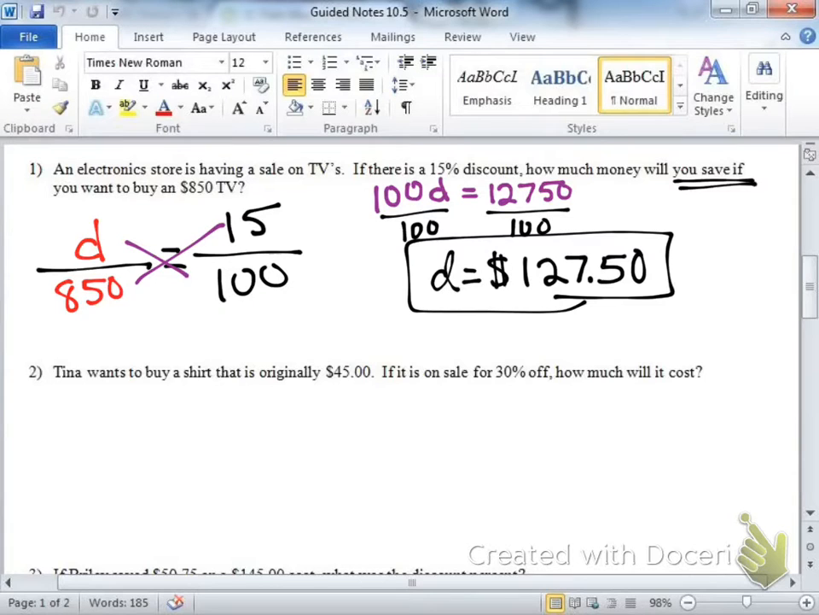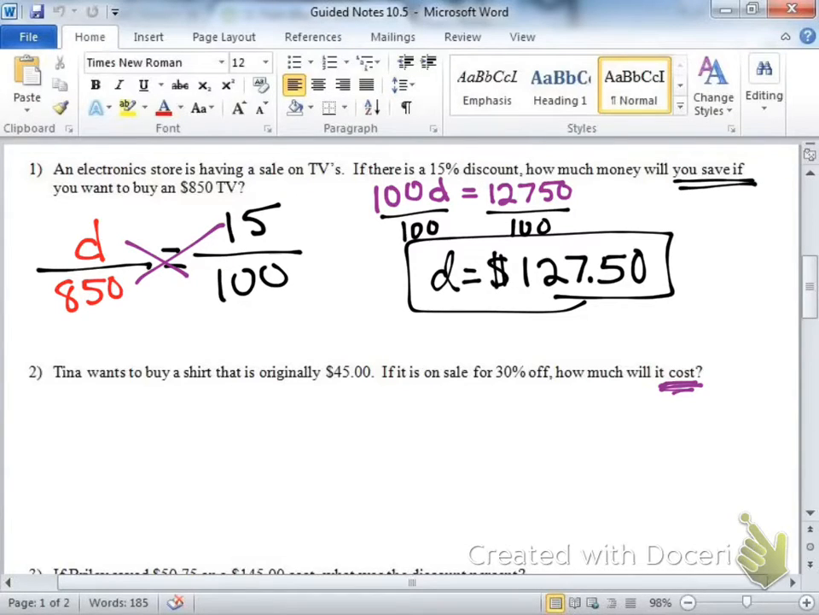All right, am I done? Yeah, in this one they're asking us, how much will you save? How much will you save is like saying, what's the discount? It's the same thing. When they ask you the cost, like on number 2, that's when you have an extra step at the end. That's where you do that subtraction. So number 1, we're done. You're going to save $127.50 on this TV. Questions?